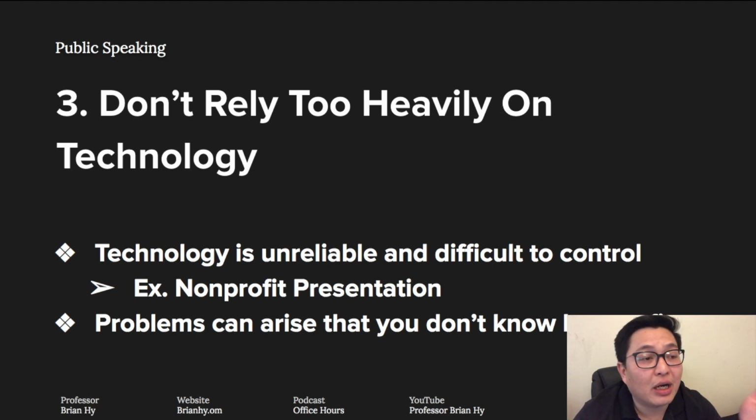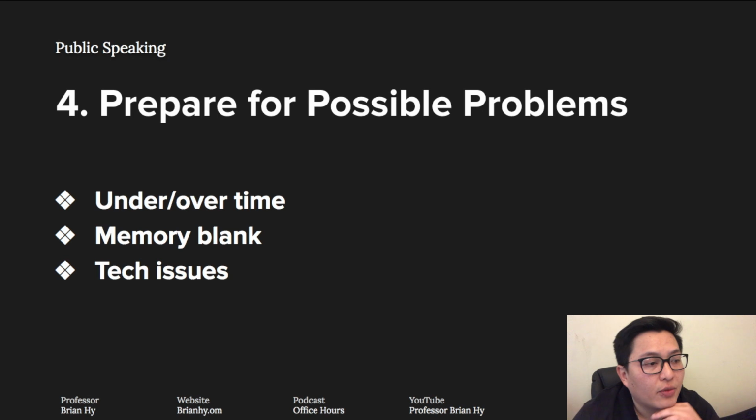It can break. It can malfunction. There are a lot of variables in technology. Use it, but don't rely on it. Now, moving forward, number 4, prepare for possible problems.